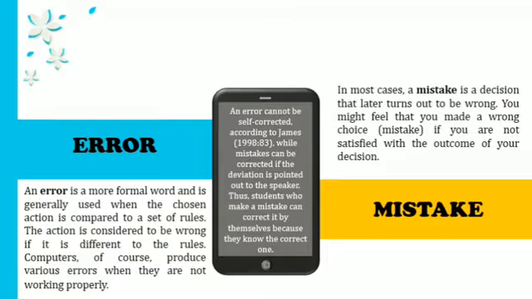So, an error cannot be self-corrected according to James, while a mistake can be corrected if the deviation is pointed out to the speaker. Thus, students who make a mistake can correct it by themselves because they know the correct one.